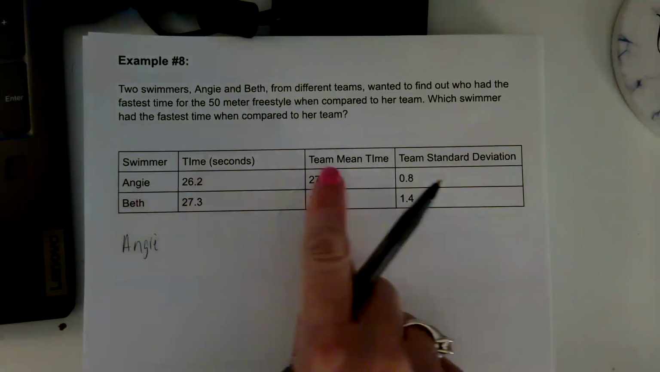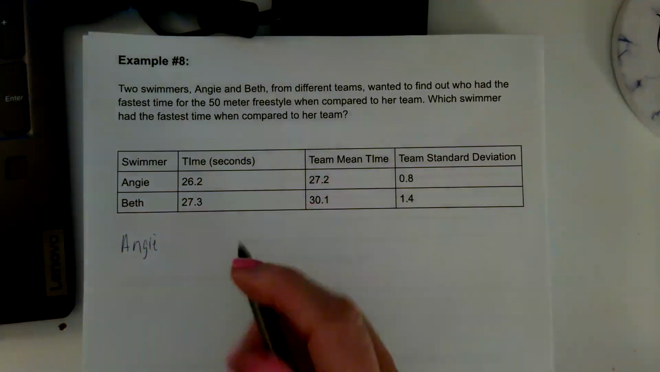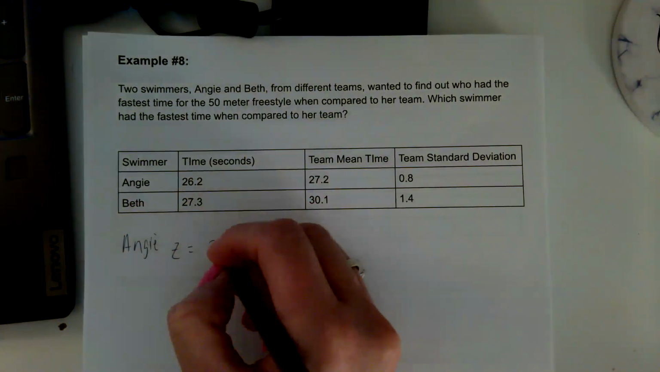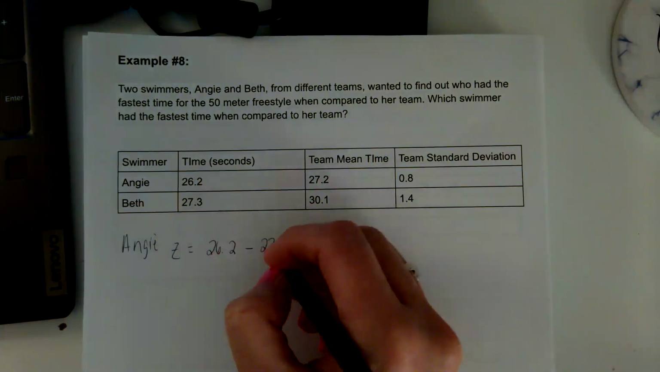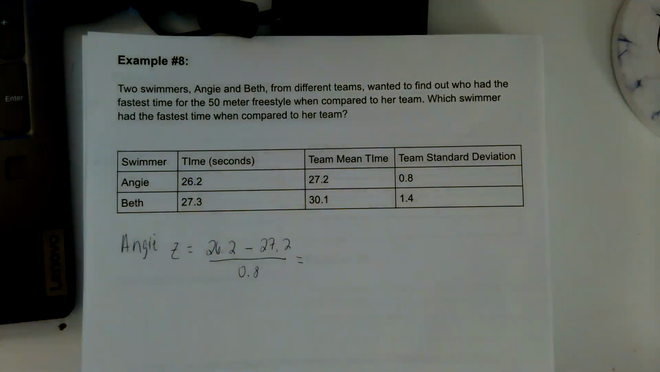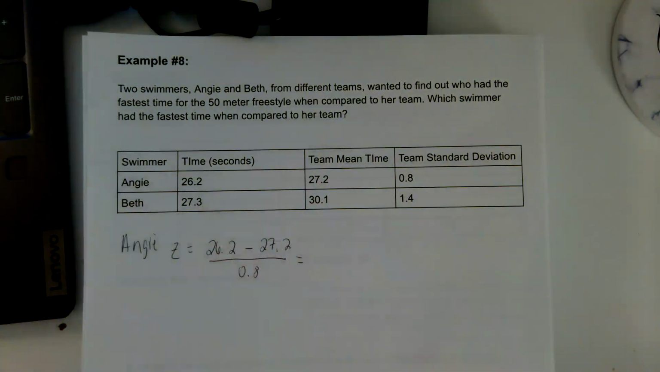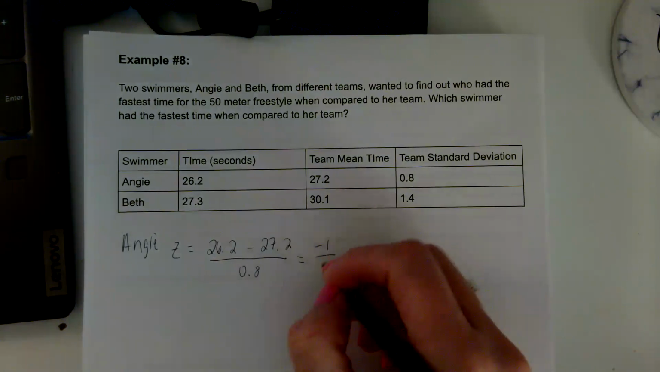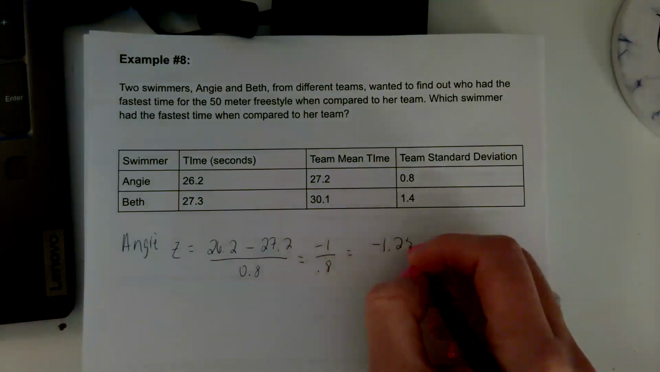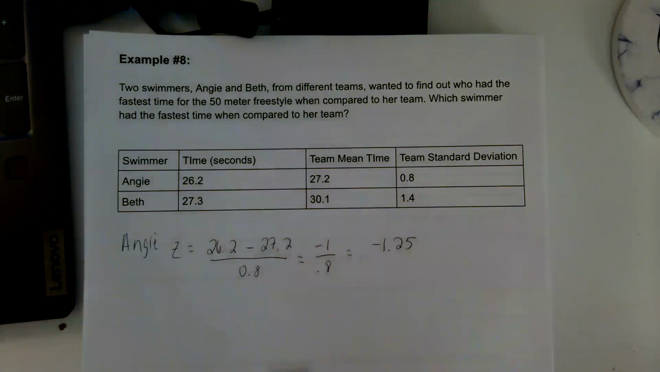We want to compare Angie to her team average and standard deviation. And we want to compare Beth to her team average and standard deviation. So Angie is 26.2, subtracting 27.2, divided by 0.8. And we can see that Angie is definitely faster than her team's average because she's underneath that. So she is 1.25 standard deviations below the team average.